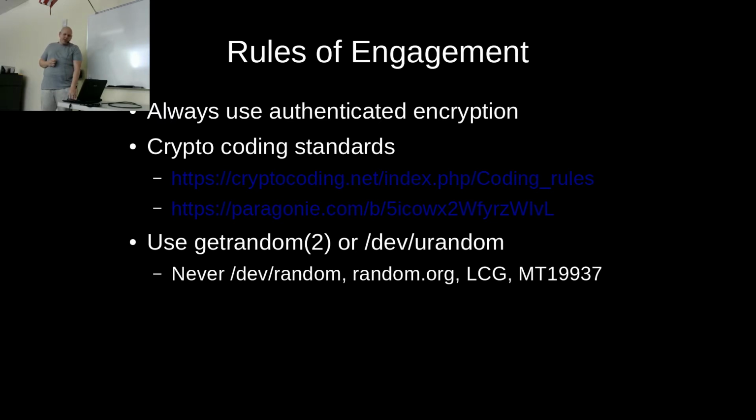If you're using random numbers, which most cryptography keys are, use the getrandom(2) syscall or /dev/urandom. Never read from /dev/random. Don't use random.org or any of these other crazy ideas either. You'd be surprised how much I see that in production.